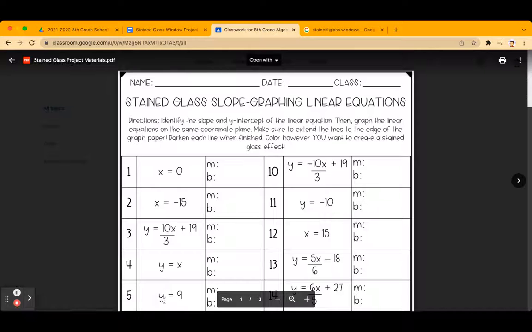What's going on, everyone? I wanted to give a quick rundown of the stained glass window project. I'll make some times available this week to meet via Zoom if you are currently at home, or just to go through any other specific questions. But here's the stained glass window project.